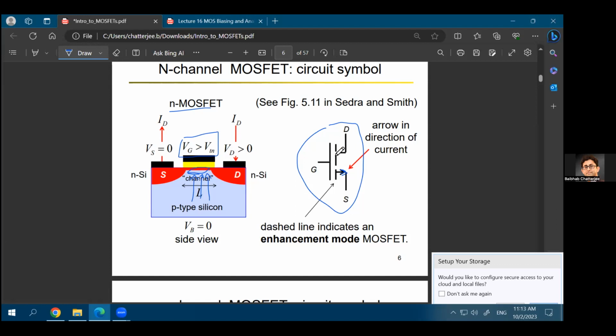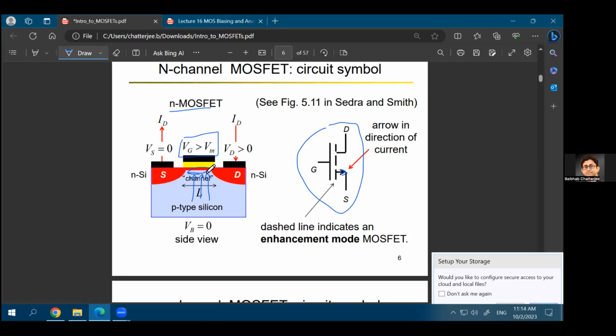And that's why you see that these are dashed lines over here, which means that there is no direct connection between the drain and the source. If it had been N-type silicon all throughout, you would have a direct connection between the drain and the source. But in an enhancement mode MOSFET, you will not have a direct connection between the source and the drain. But as you apply a gate voltage, you will attract more electrons from the bulk area.